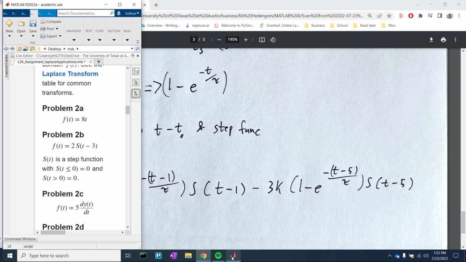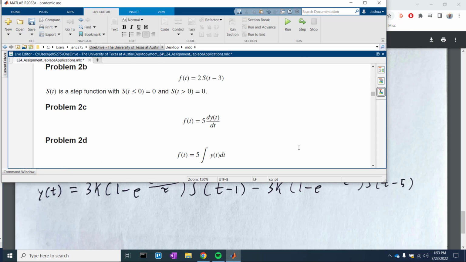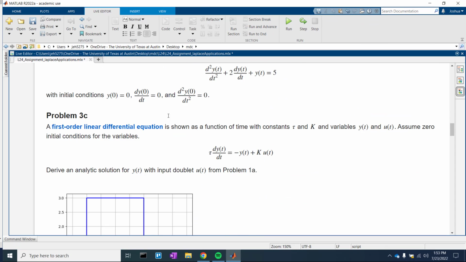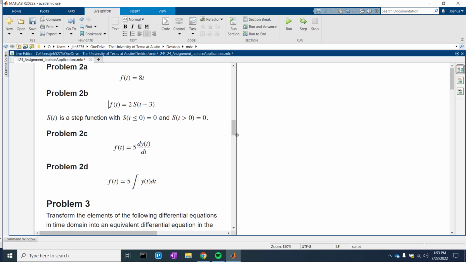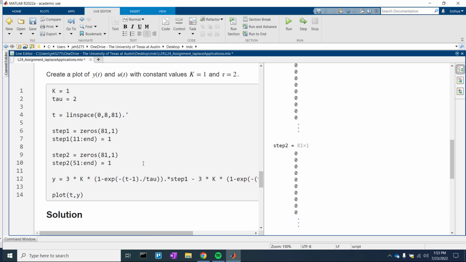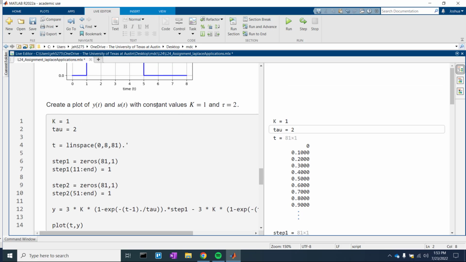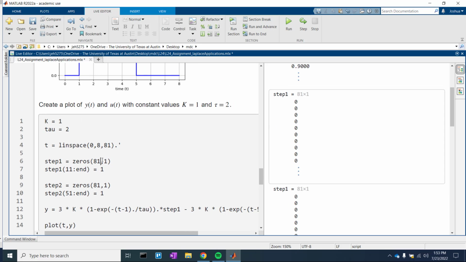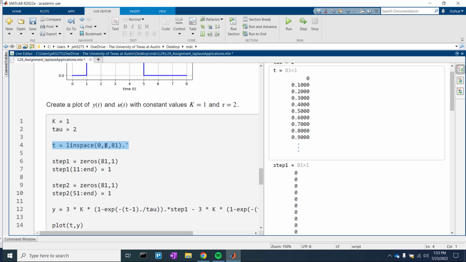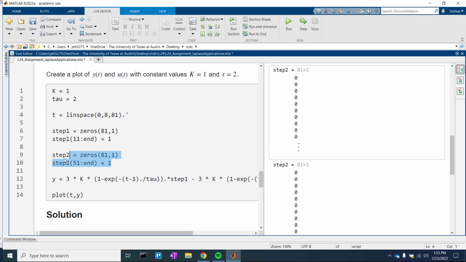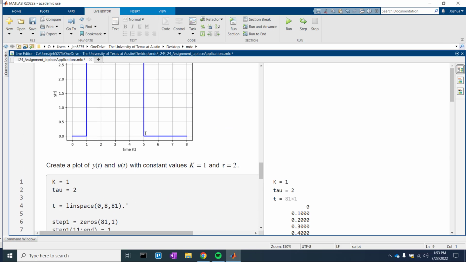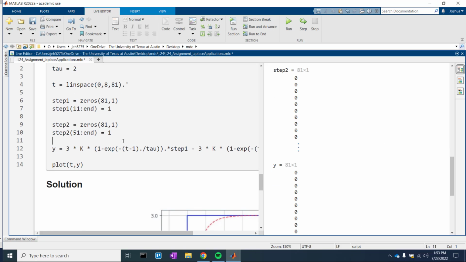The last portion of our assignment then is to graph this function that we just derived. So we'll go ahead, I'll zoom out. What I've done, let me make it so we can see our code, is I create k equal to 1, tau equal to 2, subject to what we've been told. And I create a vector that goes from 0 to 8 and has 81 points. Our step 1 is our step function 1, where after 1 second it goes up to 1. And our step function 2 is our second step function, where at t equals 5 it goes to 1.